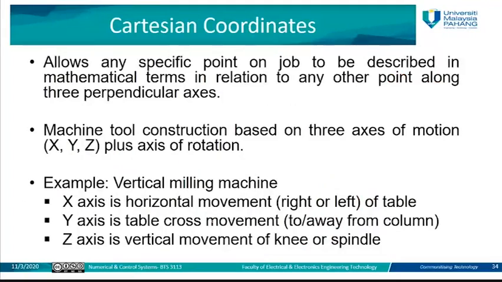Okay, so we have here the X-axis, Y-axis, and Z-axis. We already mentioned this before. The X-axis is used for horizontal movement, right or left. Then the Y-axis is the table cross movement, so either toward the column or away from the column here. So it depends on the place of the spindle. The table here will go either this way or away from this way. The axis X will go left or right. Okay, and the Z-axis here is the vertical movement for the knee or spindle, either up or down.